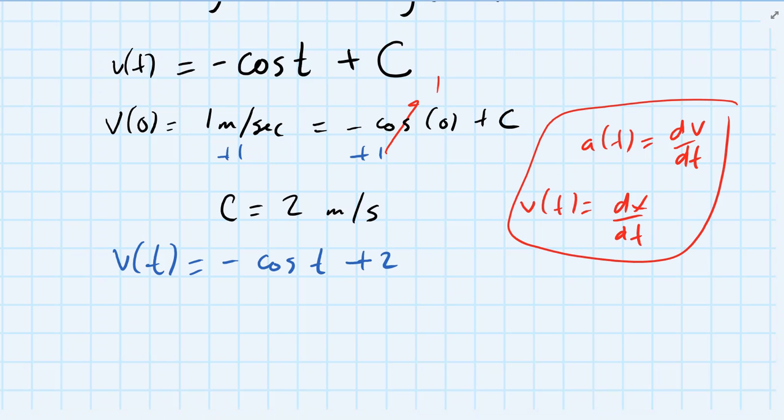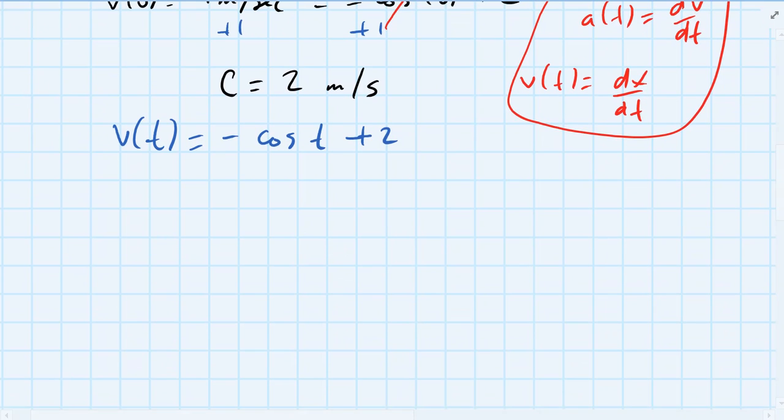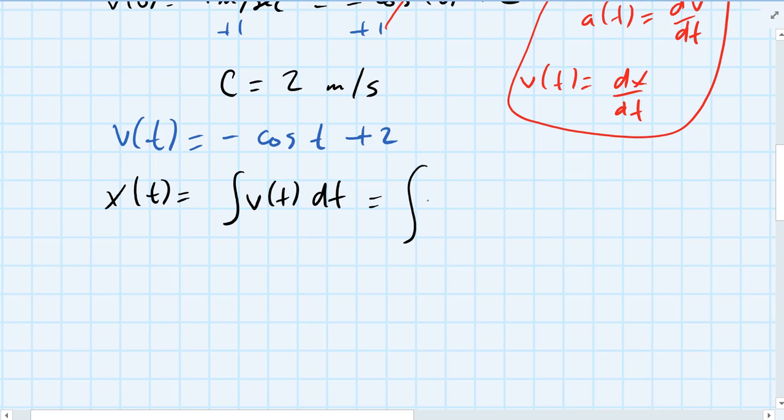All right, here we go. So now what we're going to take is we're going to take this, and to find x of t, it's going to be the integral of v of t dt, which means it's the integral of negative cosine of t plus 2 dt.